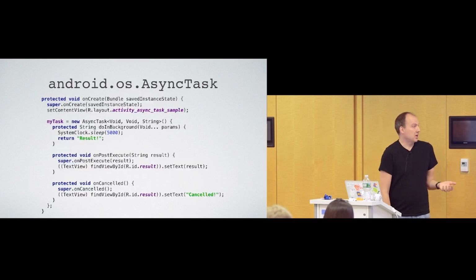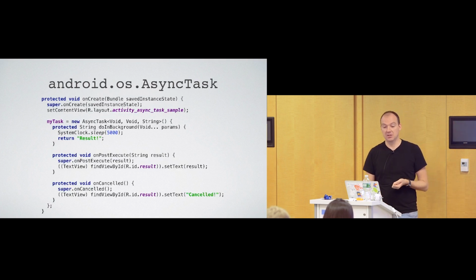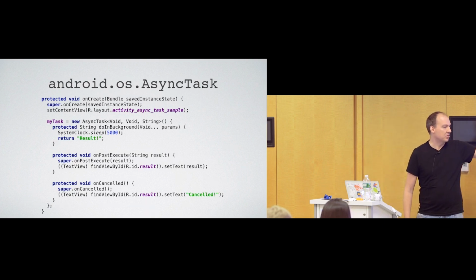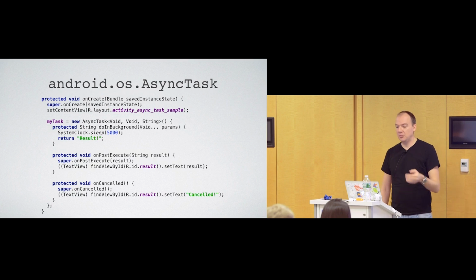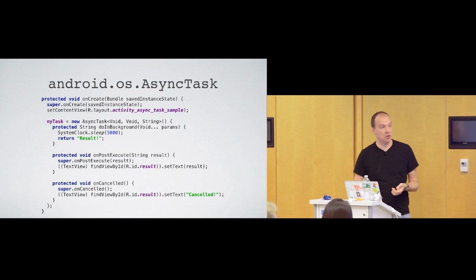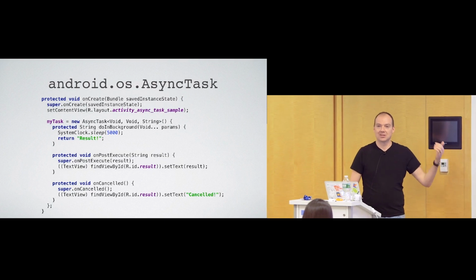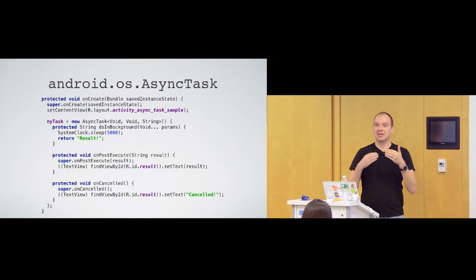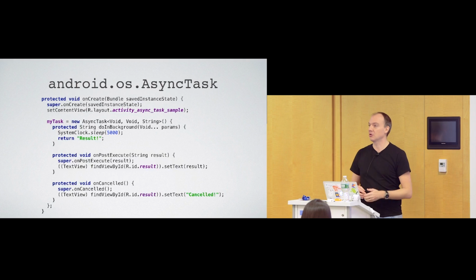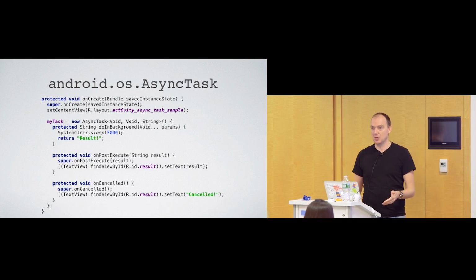A typical case here is that we want to do some background work. Here I'll just fake it by sleeping for 5 seconds. And in onPostExecute, I update the view with that data. You might also want to do something if you got canceled, but I advise you not to do anything in onCancelled, because you will probably cancel your AsyncTask in onDestroy, onPause or onStop. In that case, you don't want to update the UI. So keep that in mind.